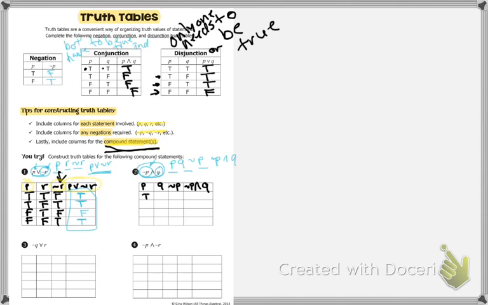Truth table, true, true, false, false. This will always be the first two columns. Doesn't matter the letters. Opposite of P. So opposite of P, false, false, true, true. Make sure you target the correct letter.